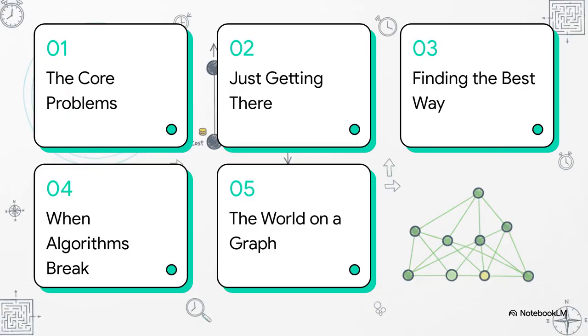So here's what we're going to do in this explainer. We're going to start with those three core problems. Then, we'll look at the clever ways we can figure out if a path even exists in the first place. After that, we'll dive into the really juicy challenge of finding the best path. We'll even explore what happens when our trusted tools fail us. And then finally, we'll see how this all comes together to pretty much run the world.